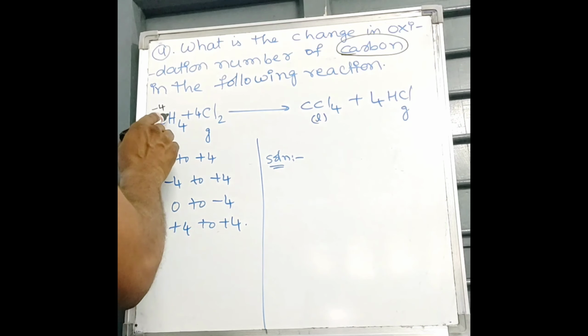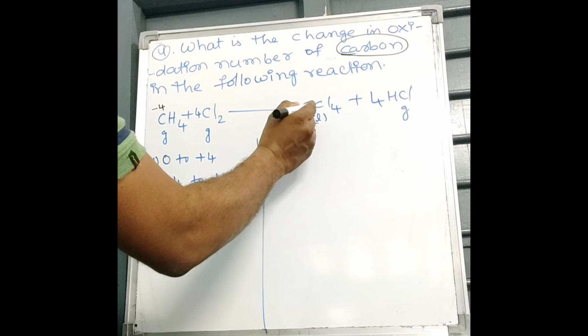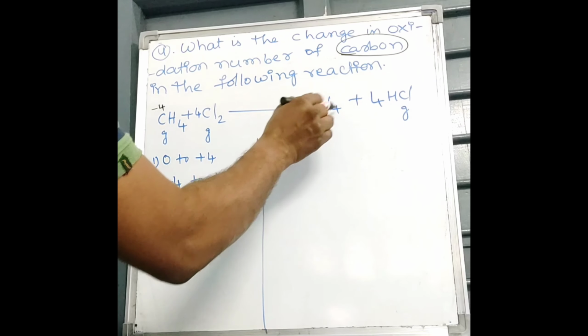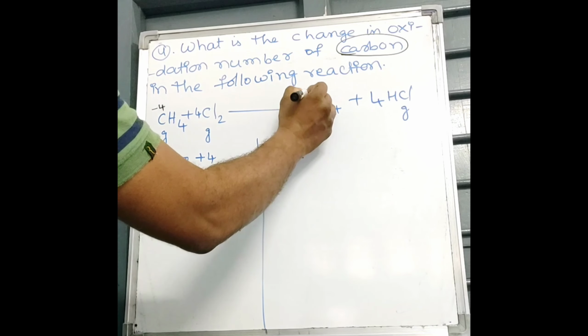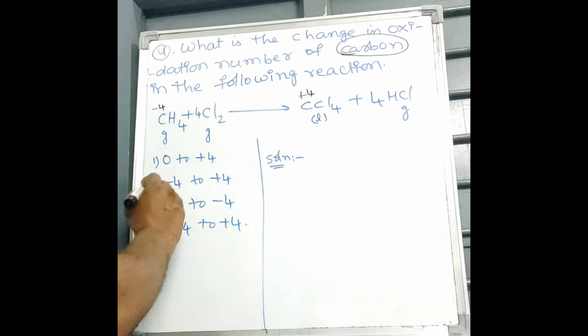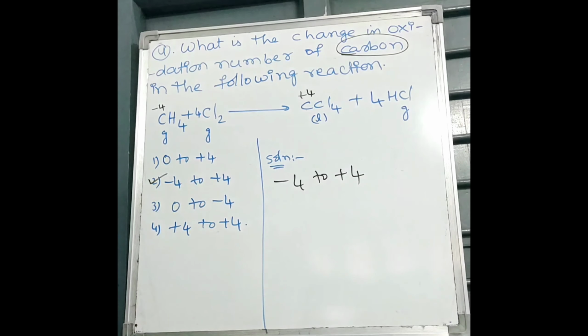And you know, when hydrogen is combined with a non-metal, it shows +1 oxidation state. When hydrogen is combined with a metal, it shows -1 oxidation state, especially in hydrides. And here each chloride ion is minus. 4 into -1, -4 for chlorides. So the oxidation state of carbon in this compound is +4. And now what is the change? -4 to +4. This is the correct answer.